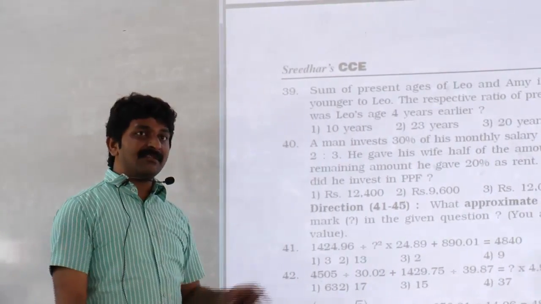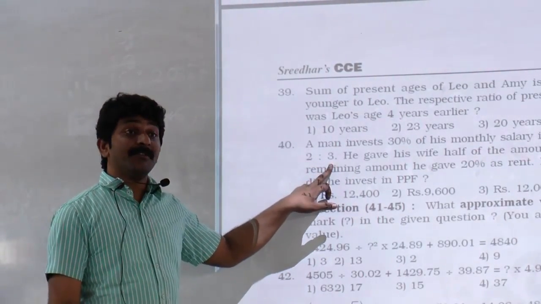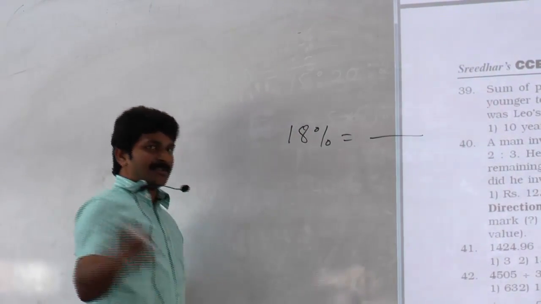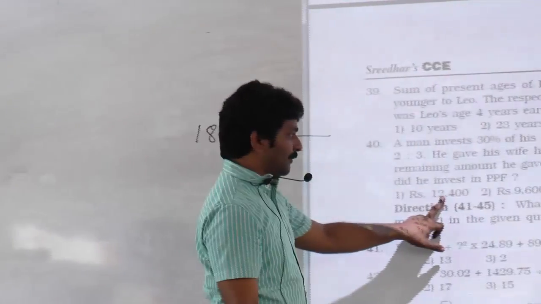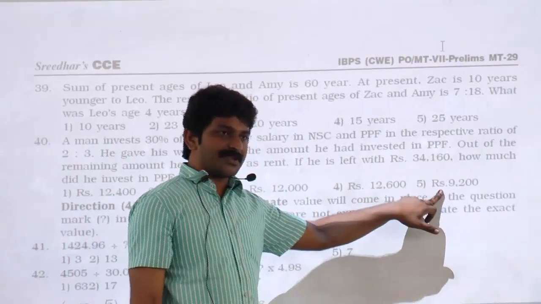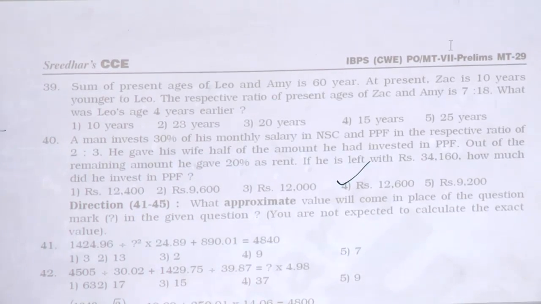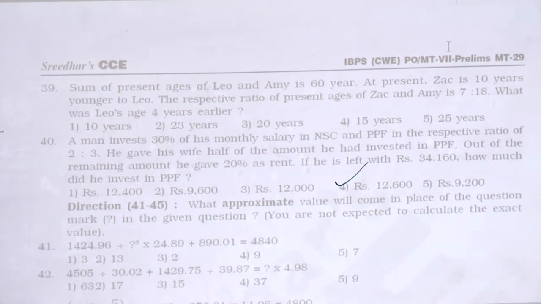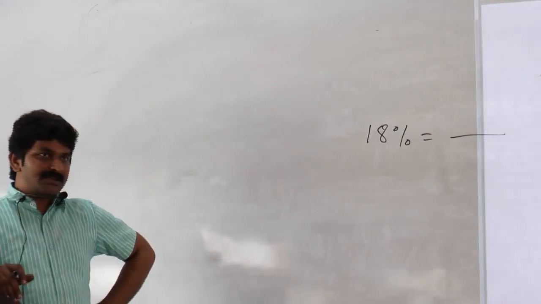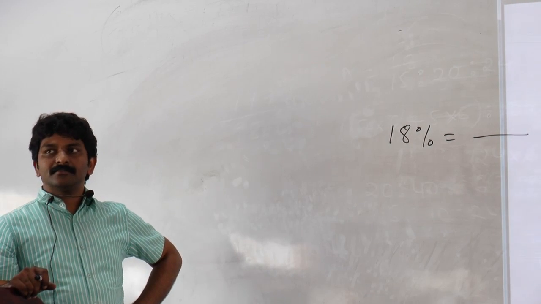In terms of percentage, he invested what percentage in PPF? In PPF, 18%. You need to calculate 18%, right? The answer should be a multiple of 9. This is not a 9 multiple. Fourth option is a 9 multiple. Fifth option is not a multiple of 9. I don't want the other data. Fourth option is my final answer. Need not calculate anything. You need to calculate 18%, it should be a multiple of 9, and there is only one.